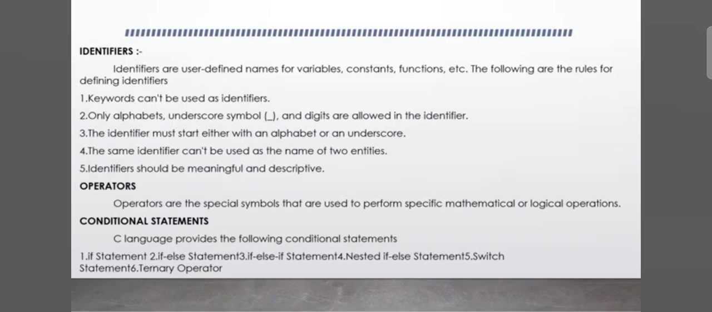Identifiers. Identifiers are user-defined names for variables, constants, functions, etc. The following are the rules for defining identifiers. Keywords cannot be used as identifiers. Only alphabets, underscore symbol, and digits are allowed in the identifier. The identifier must start either with an alphabet or an underscore. The same identifier can't be used as the name of two entities. Identifiers should be meaningful and descriptive.